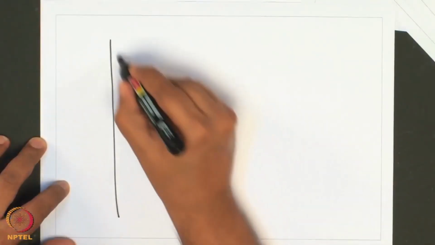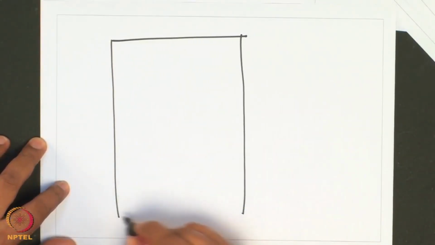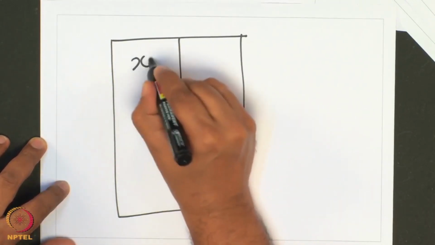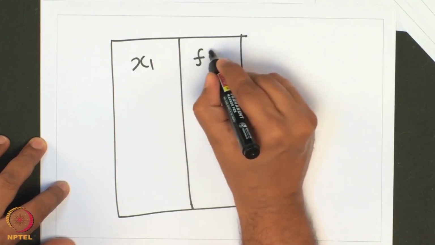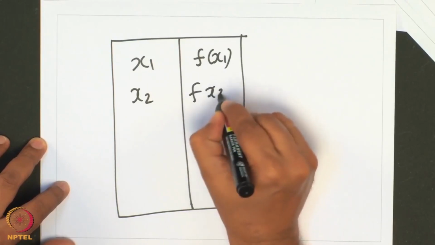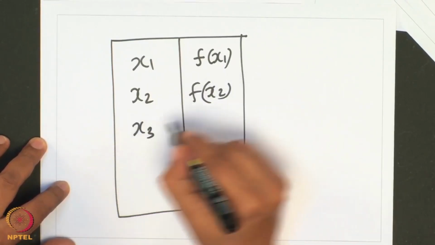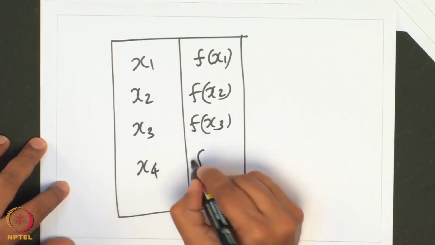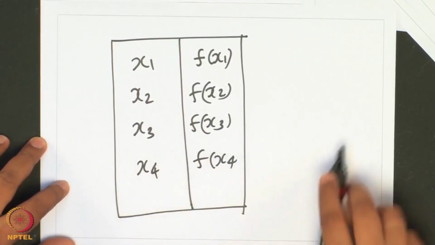Now the question is, we have this first derivative, how do we compute the second derivative? So we need to also compute the second derivative. Let us think about this quickly. What we have is x1, f of x1, x2, f of x2, x3, f of x3, x4, f of x4 and so on and so forth.